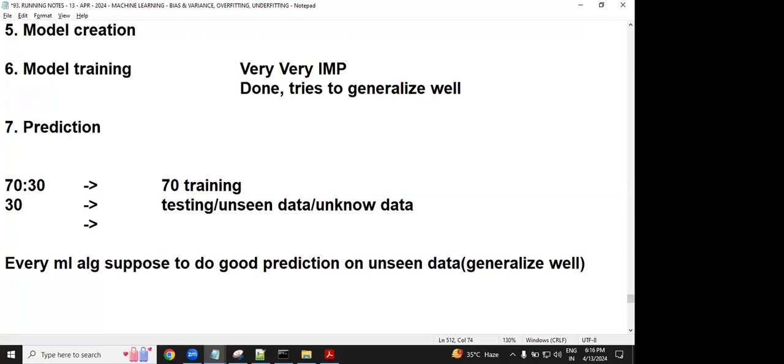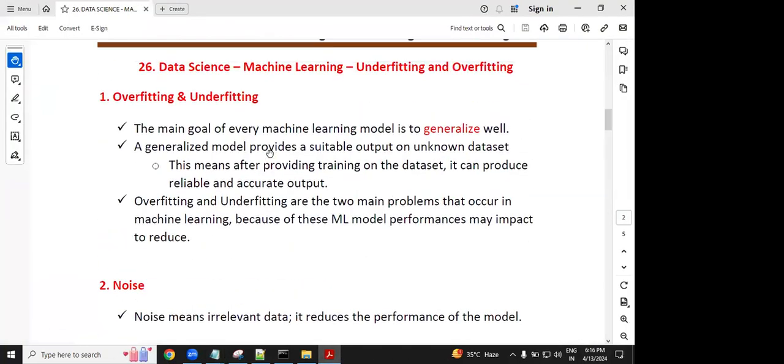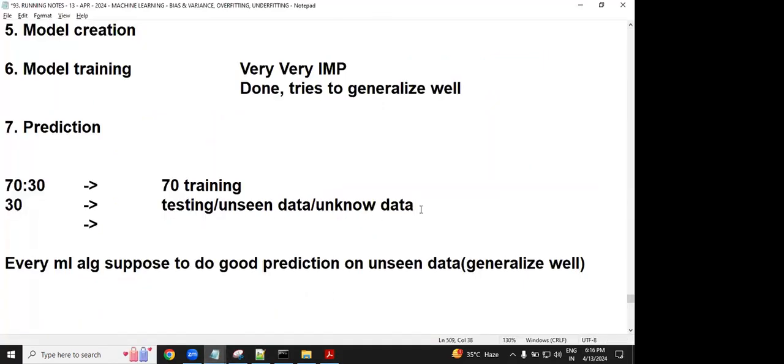What do you mean by generalize well? The main goal of every machine learning model is to generalize well. Once the model training is done, the model is supposed to do good prediction over unseen data, unknown data, new data. That word is also important. Did you understand? Good.